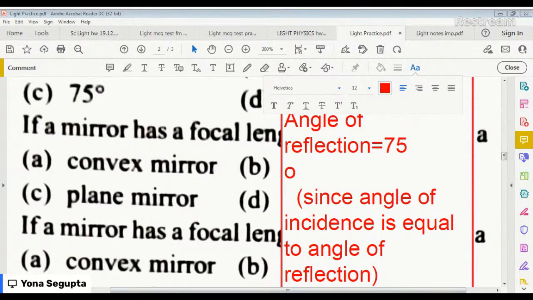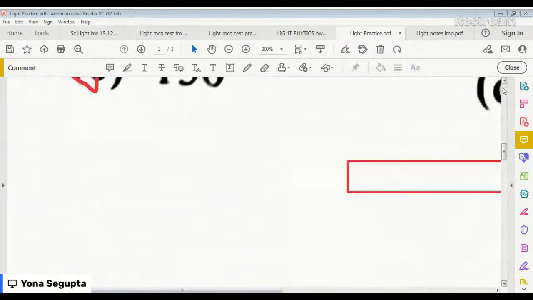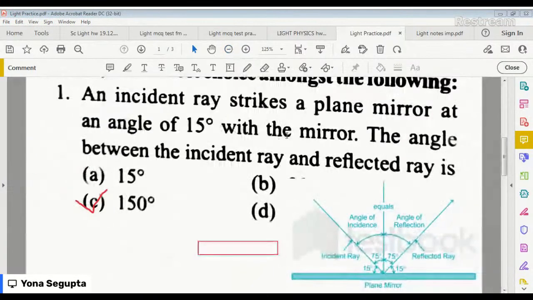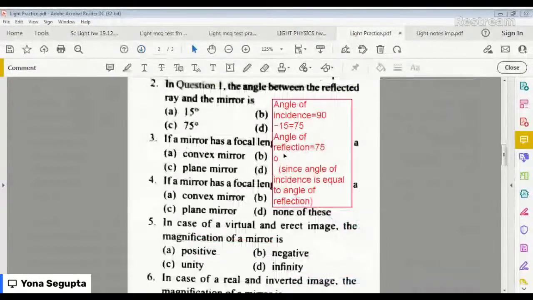Okay, I am repeating. This was the answer of the first question here, which was 150. The second one is 75.